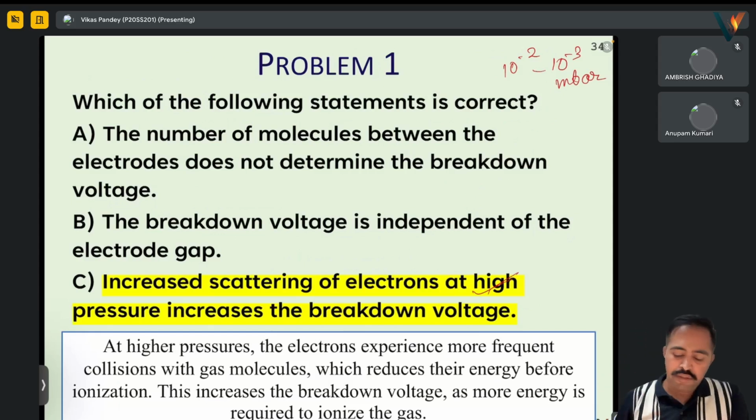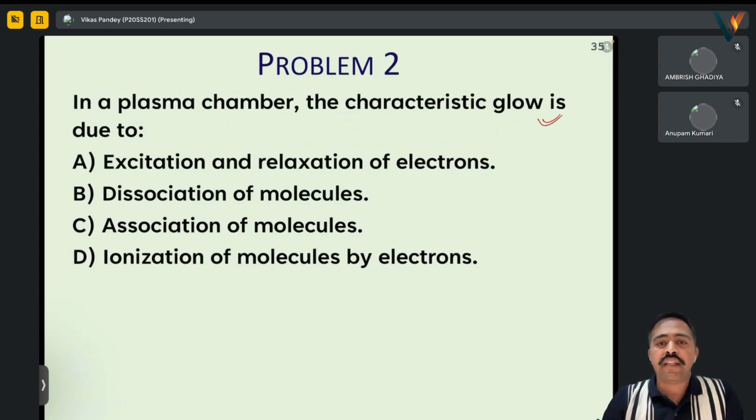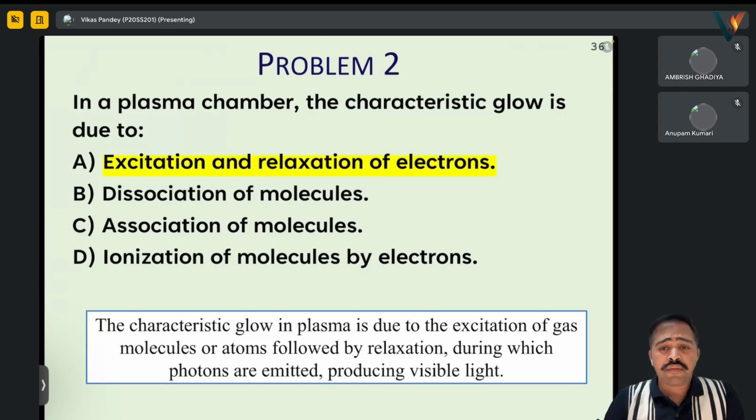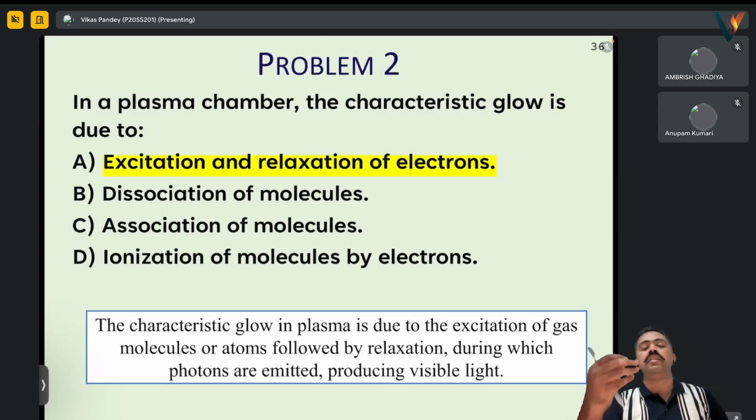In a plasma chamber, the characteristic glow is due to excitation and relaxation of electrons, dissociation of molecules, association of molecules, or ionization of molecules by electrons. A, that is excitation and relaxation of electrons, since the excitation of gas molecules is followed by the relaxation of the atoms, and as such the electrons are changing their position, due to which photons are emitted and so we can see the visible light.